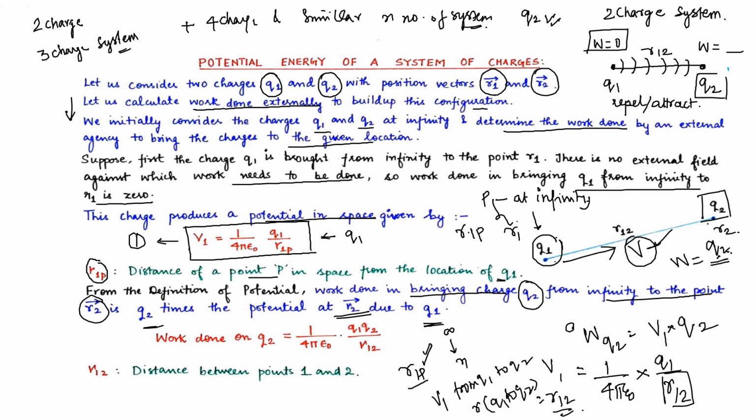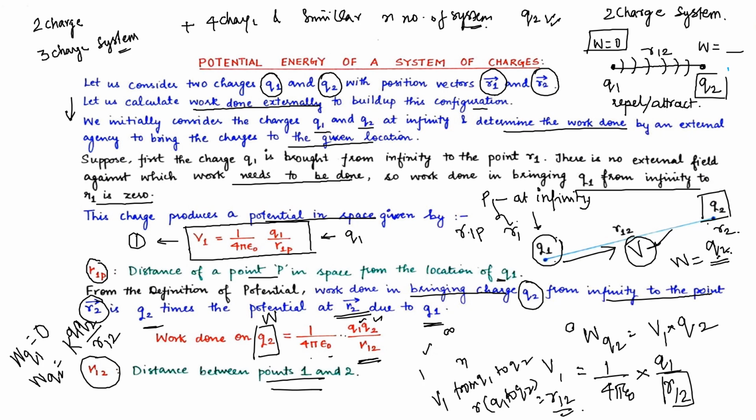Okay. So the work done on Q2 is given as W equals 1 by 4 pi epsilon naught into Q1 into Q2 by R12. Work done to bring charge Q2 is K Q1 Q2 upon R12. And this R12 is defined as the distance between the point 1 and 2.